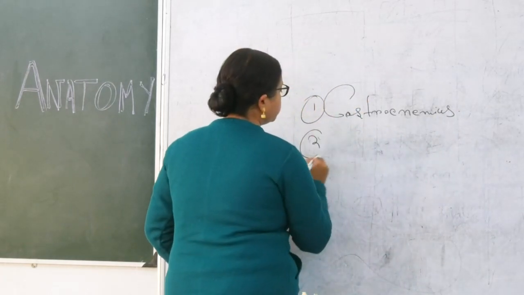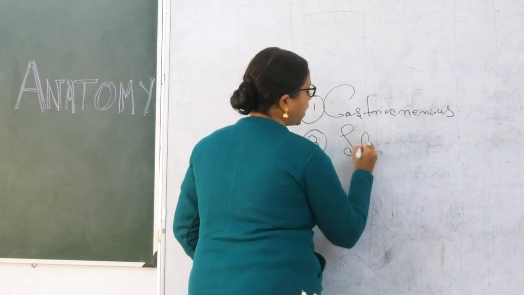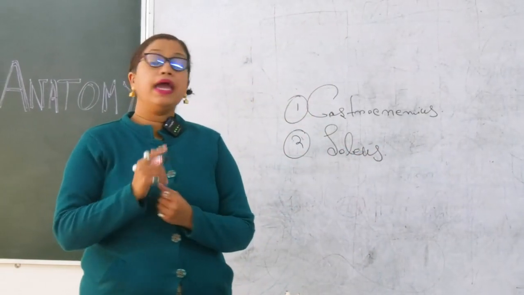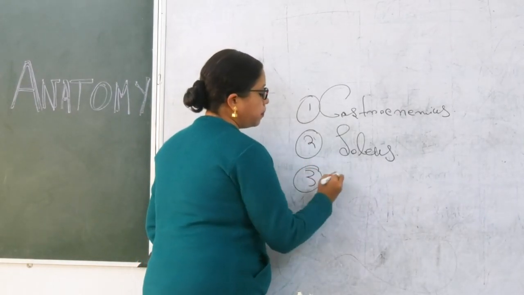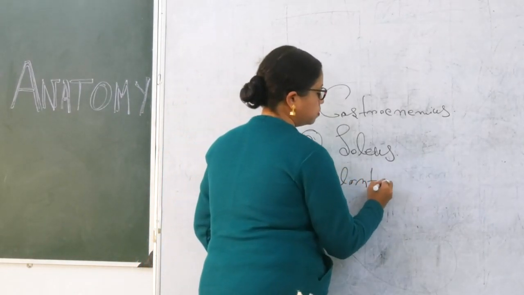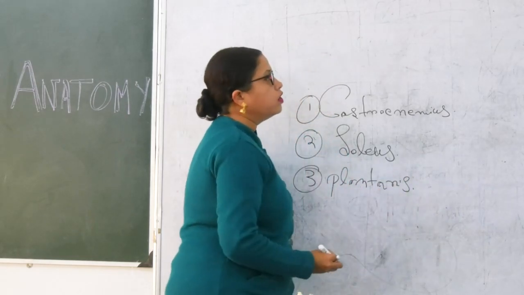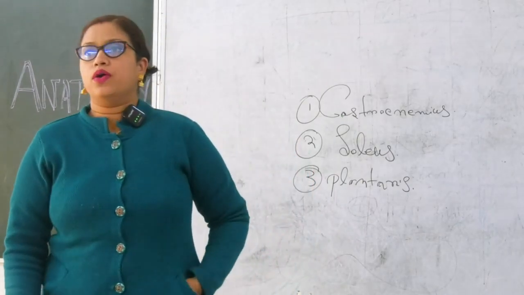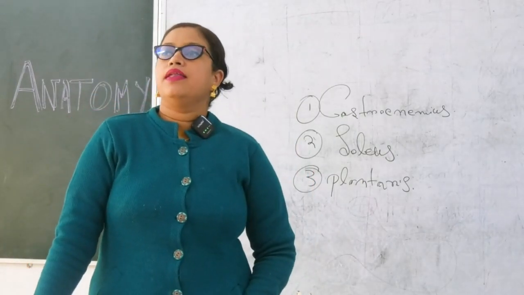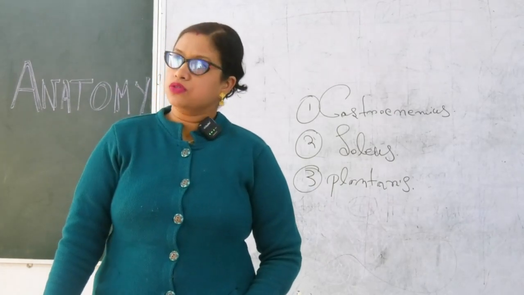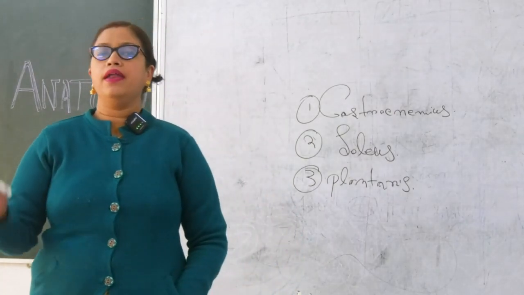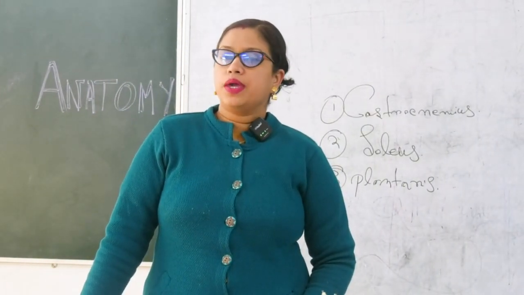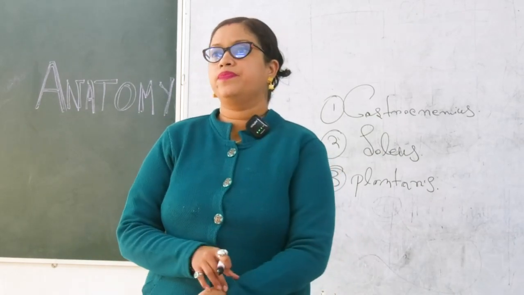The second one is soleus. Why is it called soleus? It looks like a sole of the foot. The third one is known as plantaris. So these are the 3 muscles present in the superficial compartment. Now write it down one by one. Number 1, we will discuss gastrocnemius. It has 2 heads, the medial and the lateral head.